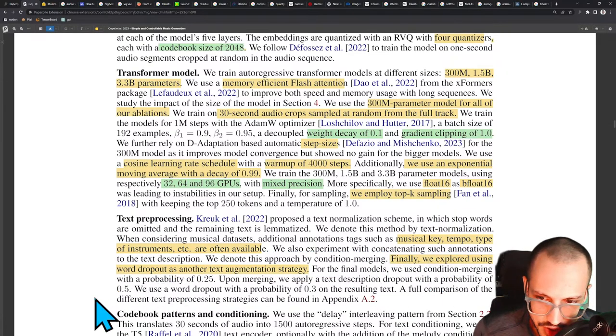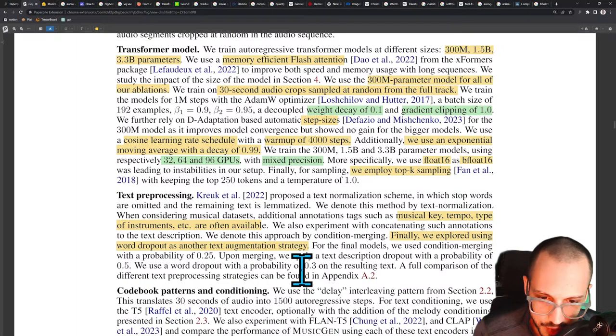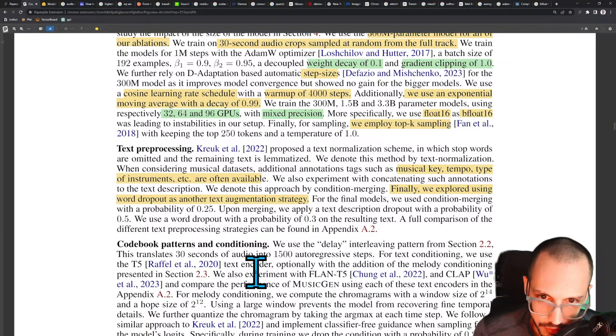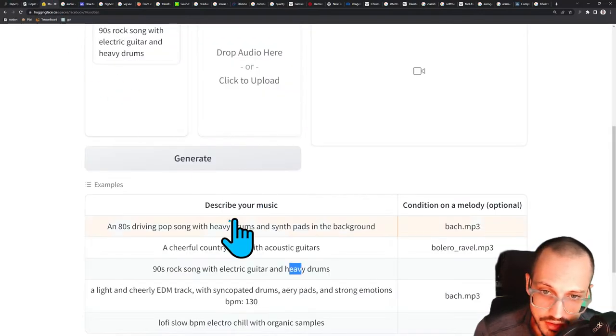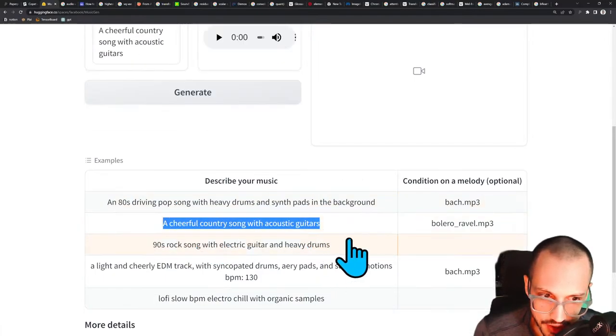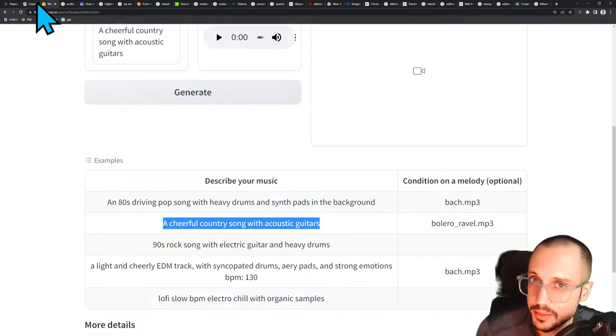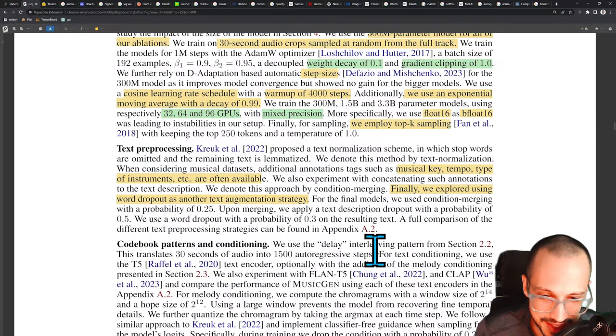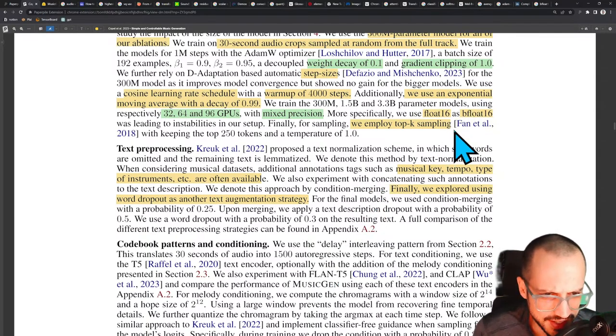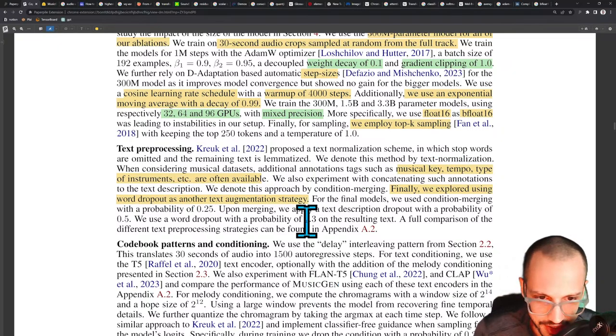We use condition merging with a probability of 0.25. We apply a text description dropout with a probability of 0.5. We use a word dropout with a probability of 0.3. Okay, so it sounds like they basically add extra information to this. They don't just say a cheerful country song with acoustic guitars. They also have information like in the C key or something like that. I'm not a music person, so I don't know what C key means. I don't even know if that's the correct terminology, but text that describes the key, the tempo, and the instruments.